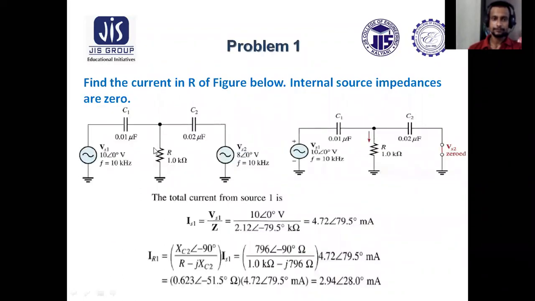Now IS1, that is the total current. This is IS1. Due to the VS1 source, it will be the total voltage VS1 divided by Z. Z was found in the last slide as we discussed. So by making this division, we'll get IS1.